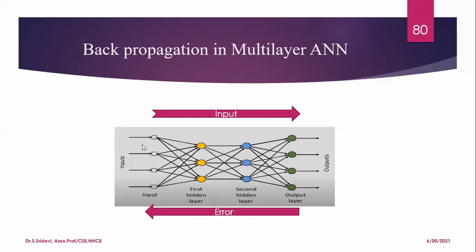So in this class, we will see how the backpropagation is done in multi-layer artificial neural network. We all know that a multi-layer artificial neural network consists of one input layer, one output layer, and one or more hidden layers. We will see the various steps involved in backpropagation.